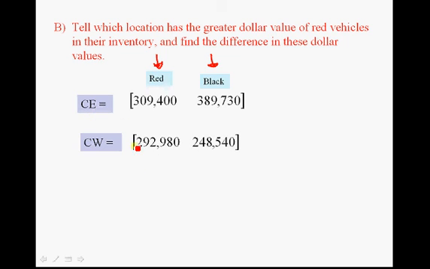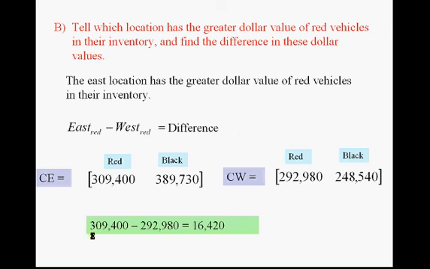And then what's the difference? All you need to do is subtract them, and you get $16,420. Here's the work: subtract the two, $16,420. That's the difference. The east location has the greater dollar value of red vehicles in the inventory. This is the answer I want to see. I want to see complete sentences, and I want to see your work too.